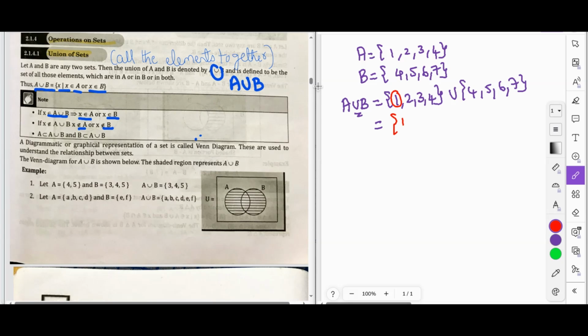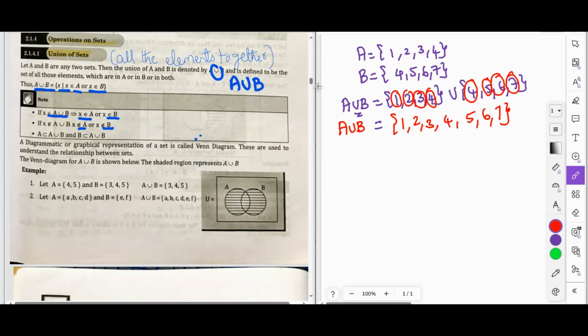So we have 1, then we have 2, then we have 3, then we have 4, then we have repetition of 4, so we'll write it only one time. If it is repeated, we'll write only one time. Then it is 5, then it is 6 and then it is 7. So writing all the elements together in one bracket is called the union of sets. So union means writing elements together.